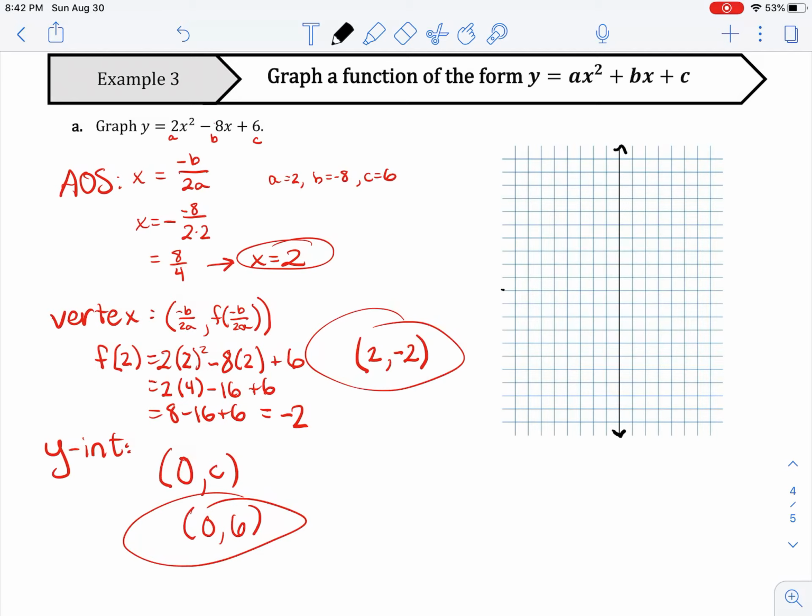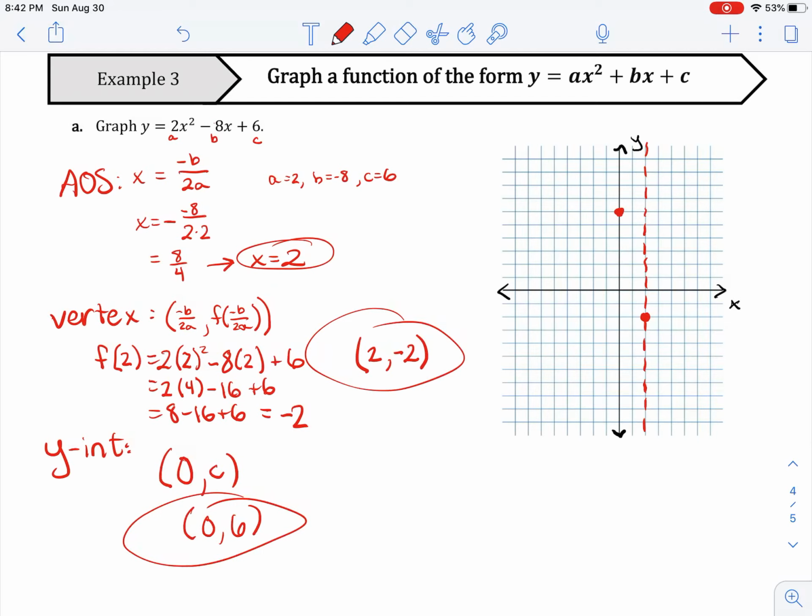So I draw my xy. I'm not sure why I didn't give you an xy coordinate already. Again, I'm going to count by 1, so I'm not going to label it. So my axis of symmetry is at x equals 2, so I'm going to draw a dotted line at x equals 2. My vertex is at 2, negative 2, so I go over 2, down 2. I can see that my a is positive, so this is going to be an upward facing parabola. My y-intercept is at 0 comma 6.